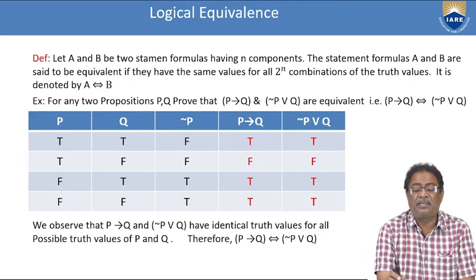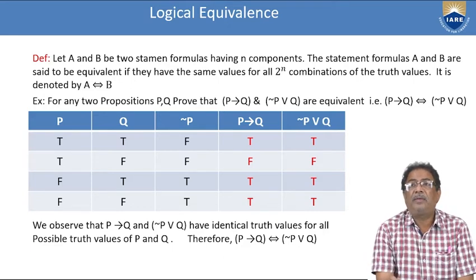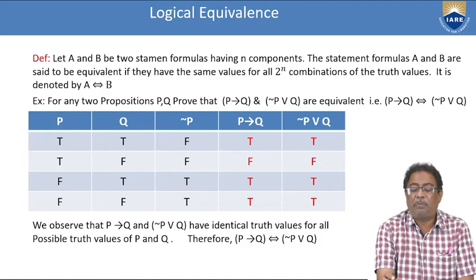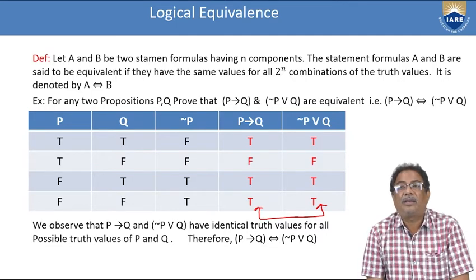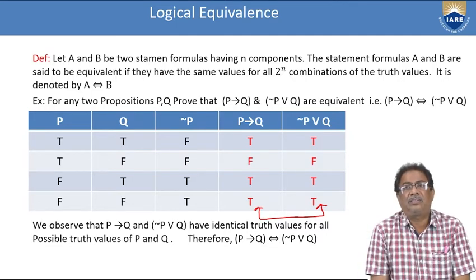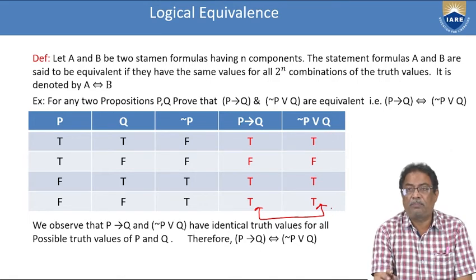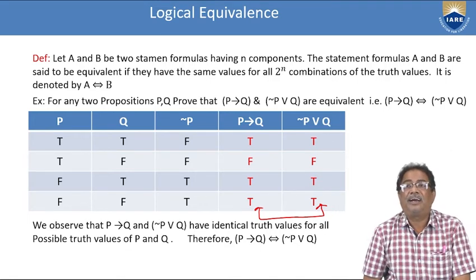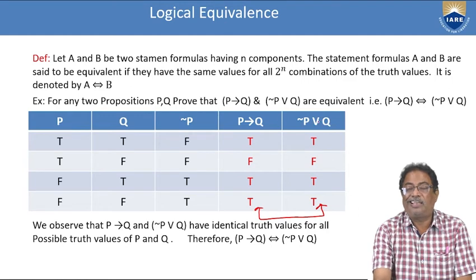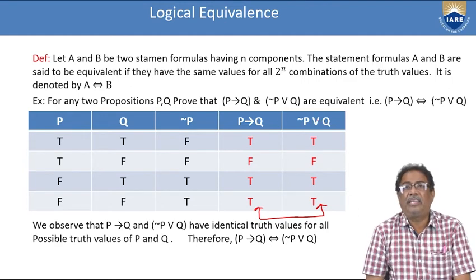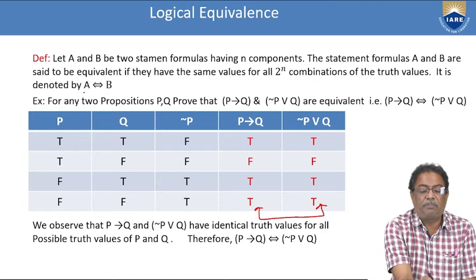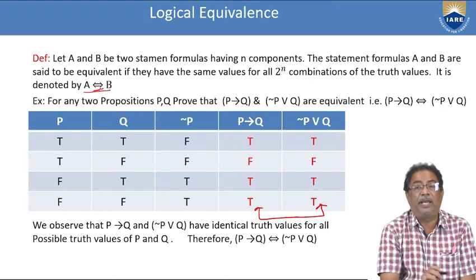See here, we are saying if P then Q, and negation P or Q. We have to verify whether these two compound propositions are logically equivalent or not. So for that, construct a truth table. If the truth values of if P then Q and negation P or Q are both the same, then we can say that these two are logically equivalent, which is denoted by this symbol.